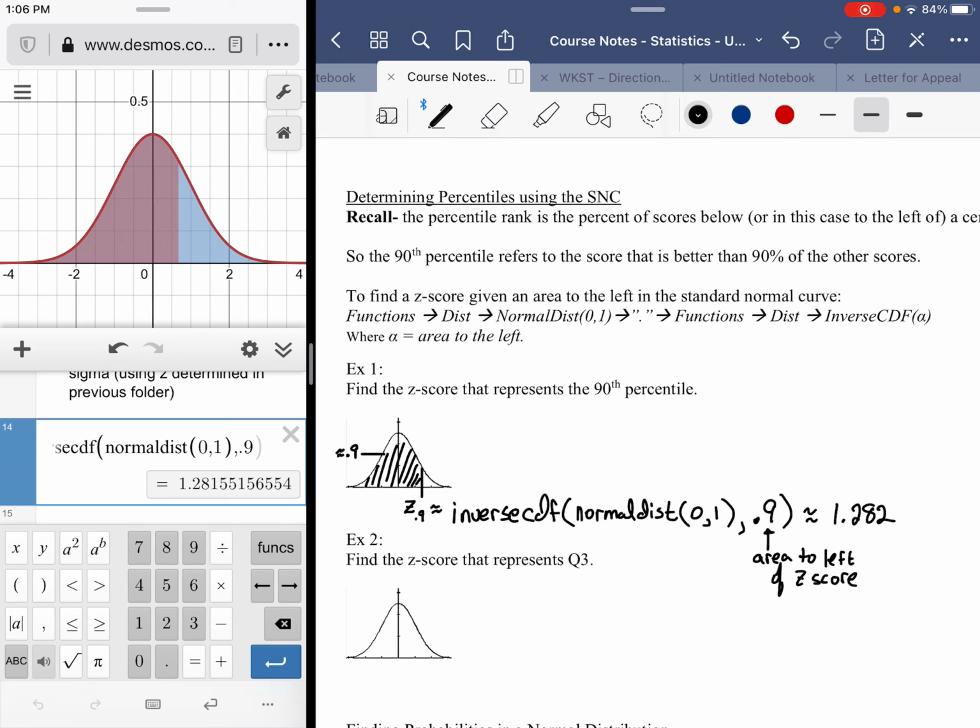Now again, I had no idea where it was going to be, but what I do know is that it was going to be to the right of the center, because the center's at 0, values to the left of the center are negative, values to the right are positive. So at the very least, I know that I'm in the right neighborhood.